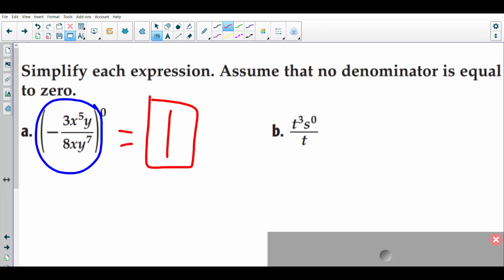We have t to the 3rd, s to the 0 over t. So right away, we have s to the 0. That's just 1.